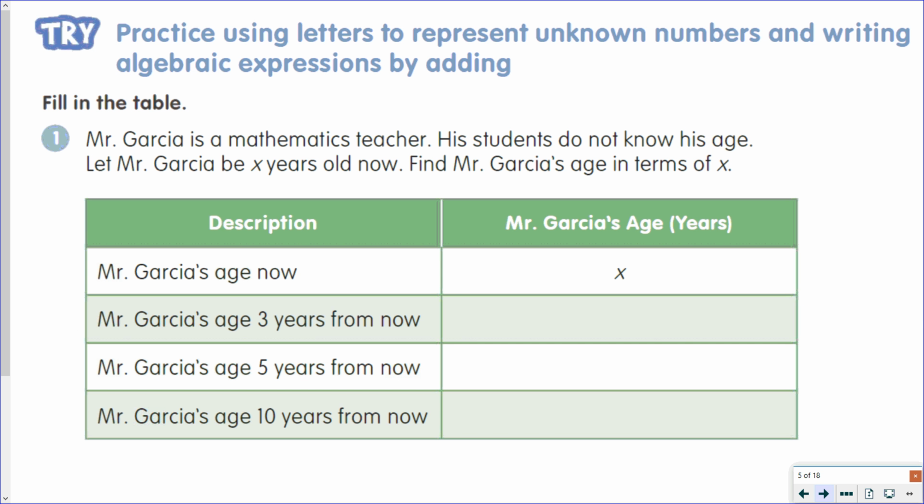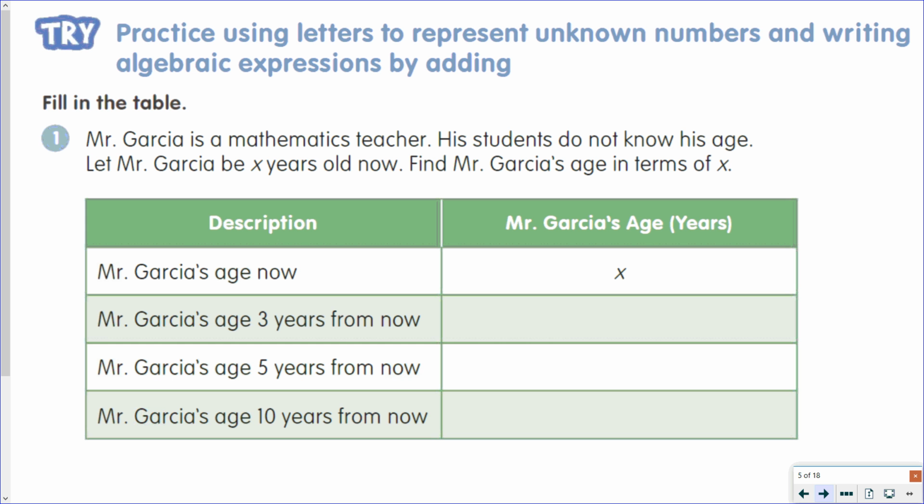So Mr. Garcia is a mathematics teacher. His students do not know his age. Let Mr. Garcia be x years old now. Find Mr. Garcia's age in terms of x. So we don't know Mr. Garcia's age, so we say that he's x years old.